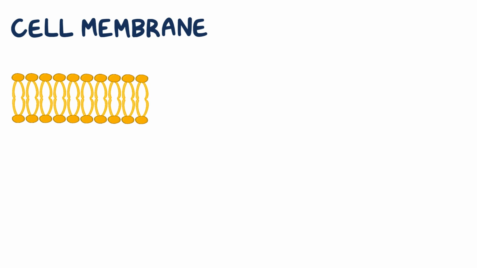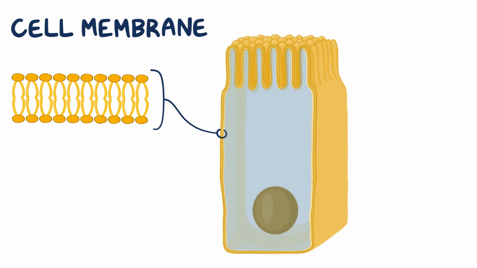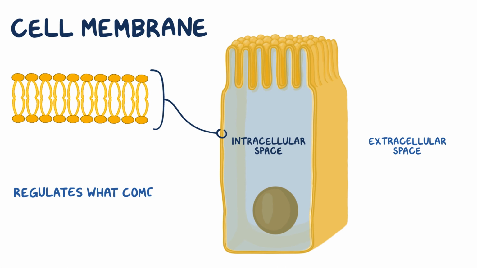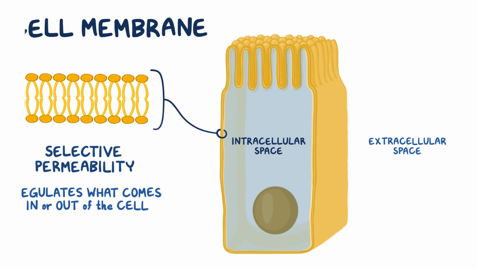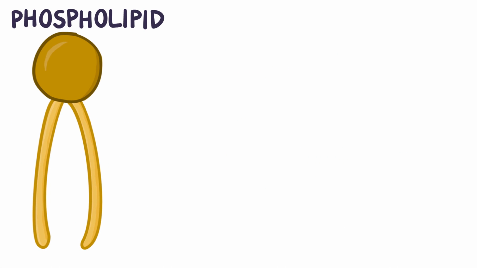The cell membrane is an important structural element of the building block of life, the cell. Its main role is to define what's inside, the intracellular space, and what's outside, the extracellular space. It also regulates what comes in or out of the cell, and that's called selective permeability. The cell membrane is basically made up of a bilayer of phospholipid molecules.